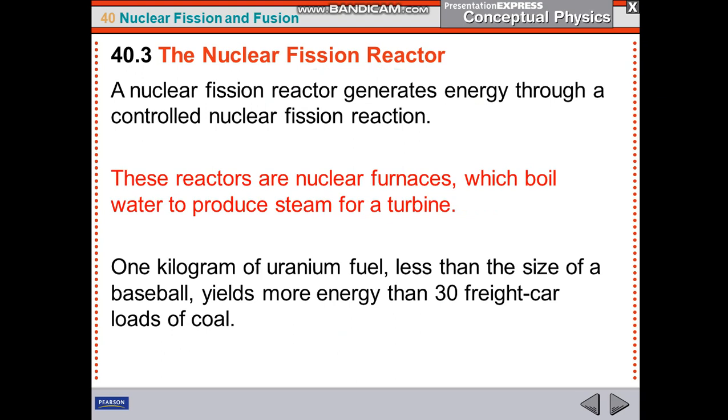These reactors are nuclear furnaces which boil water to produce steam for a turbine. 1 kilogram of uranium fuel, less than the size of a baseball, yields more energy than 30 freight car loads of coal. So if you have a very small amount of uranium, that's enough to produce a large amount of electrical energy compared to other fuels.